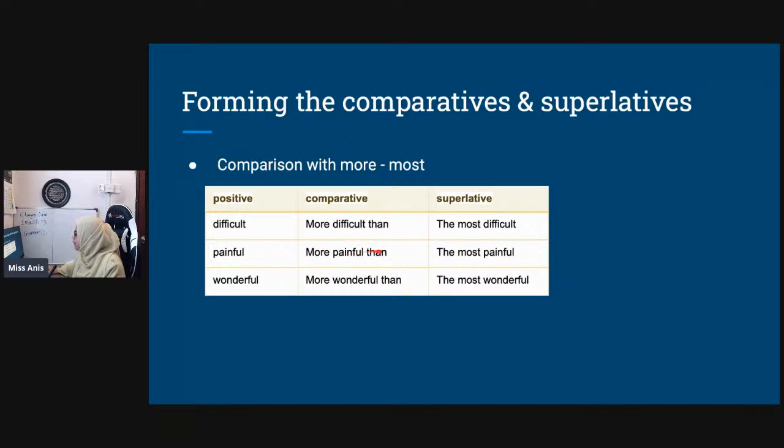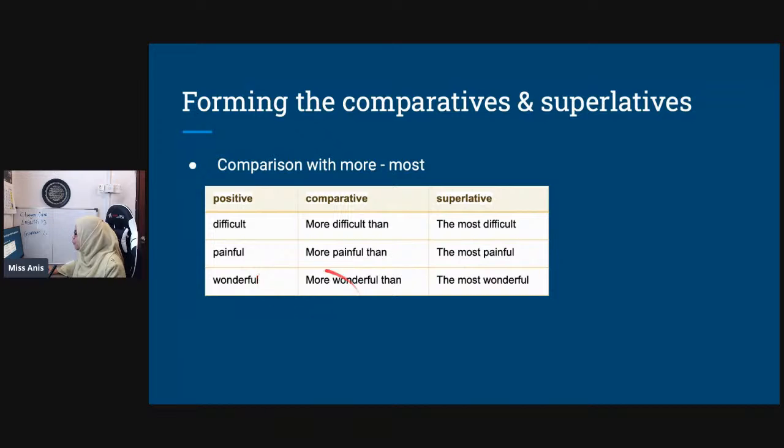Alright, and then the second one here, painful. Okay, macam mana nak letak dia? More painful than, the most painful. Painful, usually I would say, nak cakap apa lah? When I was having a fever, it was more painful than when I had the cold. Something like that. So you're comparing when the pain when you have a fever and when you have a cold. So you're saying that when you have a fever, it's much more painful compared to when you just had a cold. So the most painful is when you had that fever lah, something like that.